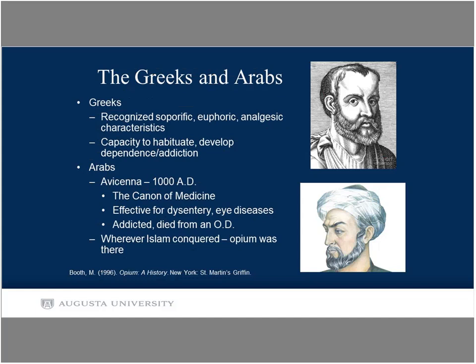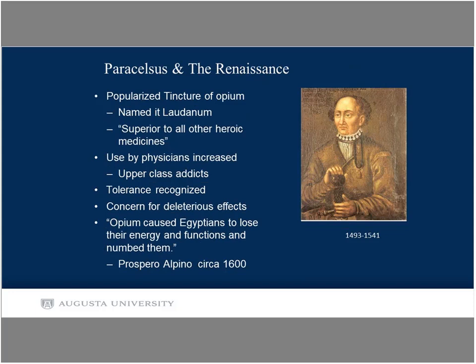Avicenna, who wrote the Canon of Medicine in around 1000 AD, actually died from an overdose of opium. And essentially, wherever Islam conquered, opium was used and distributed prominently in those areas. If we move on to the Renaissance, we find laudanum, which is a tincture of opium, referred to as superior to all other heroic medicines. Laudanum was heavily used by physicians during that time, and the result was addiction, particularly among the upper classes.